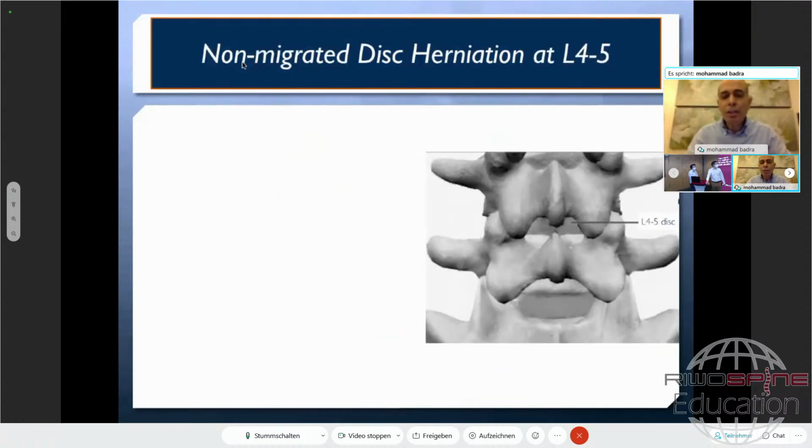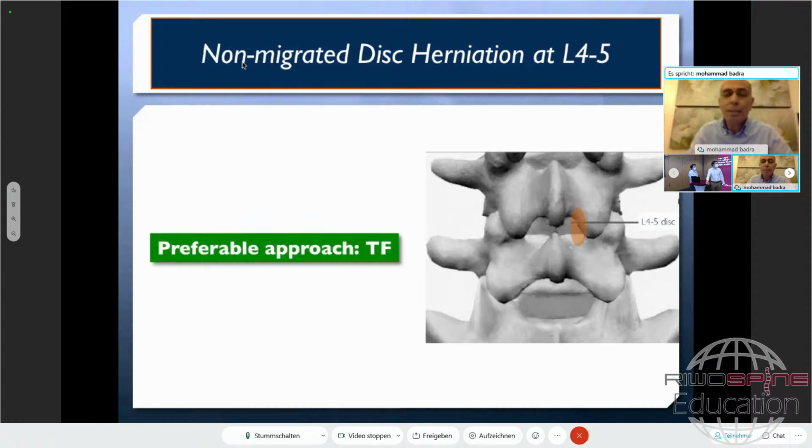So what I will mention right now are the criteria that I use for 90% of the disc hernias that you encounter in your clinical practice at L4, L5, and L5S1. And you have here 6 scenarios. So if I have a disc at L4, L5, which is not up-migrated, not down-migrated, at the same level of the disc, my preference is to go through the transforaminal approach. This is based on my experience. Maybe not all of you will agree, but this is what I do in my practice.